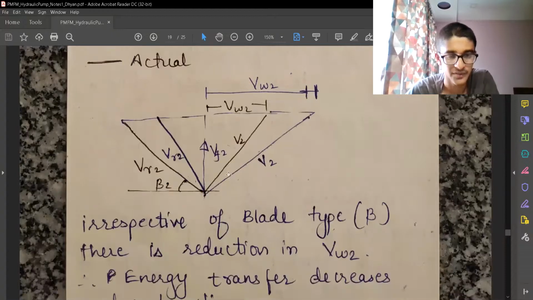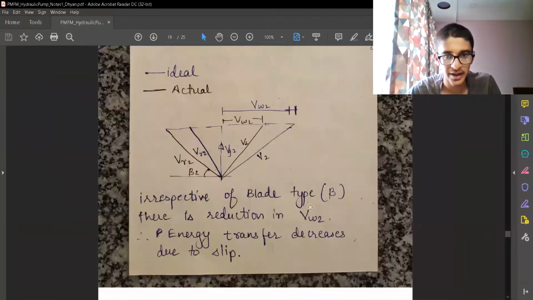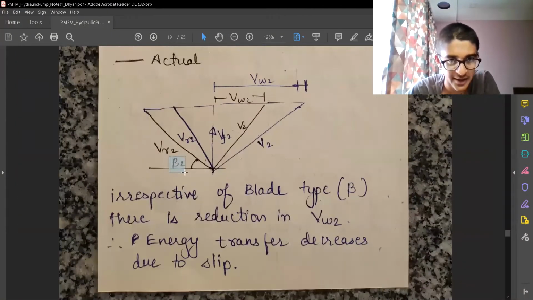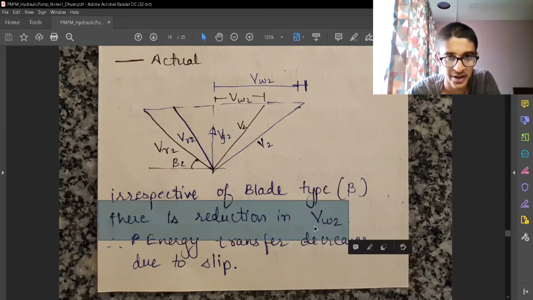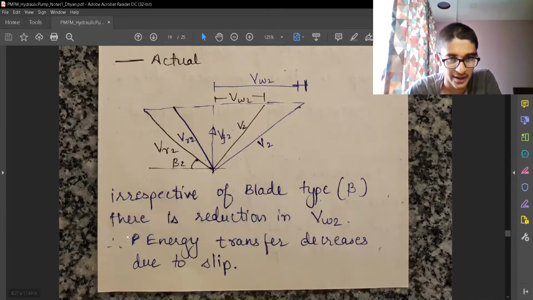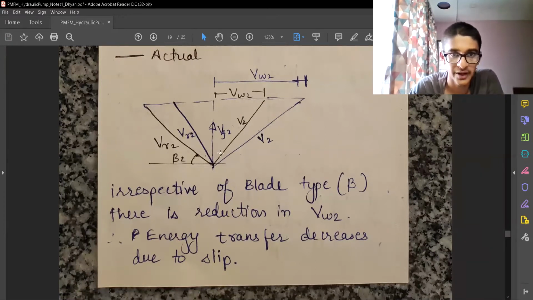It has reduced. So irrespective of blade type, that is irrespective of the initial angle beta, there is a reduction in VW2. That is, energy transfer decreases due to slip. So V2 has reduced, and VW2 was in the expression of energy transfer.